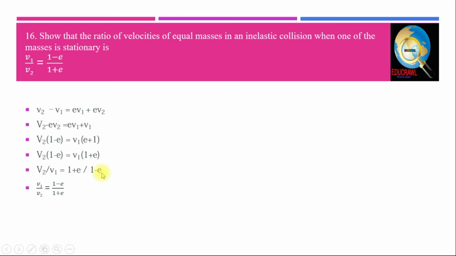We have to prove V1 by V2. So again taking reciprocal, we have V1 by V2 is equal to 1 minus E divided by 1 plus E. Hence we have proved.